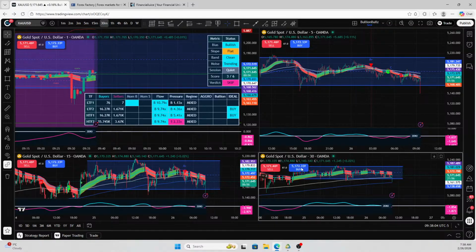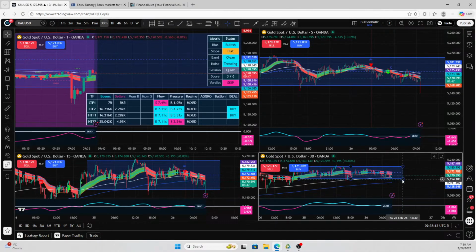Yeah, price came down, rejected, pushed back up. Now it wants to go back up here and then potentially touch here and then come back down here. So we'll wait for now.